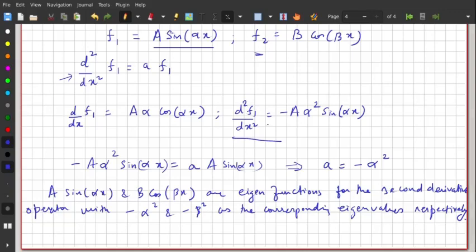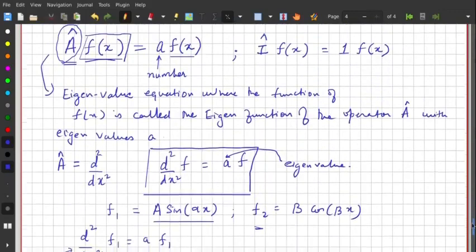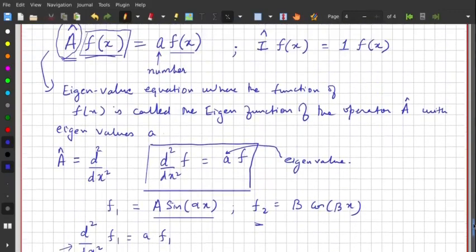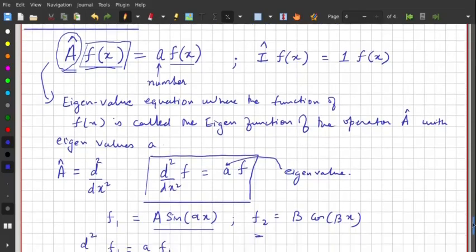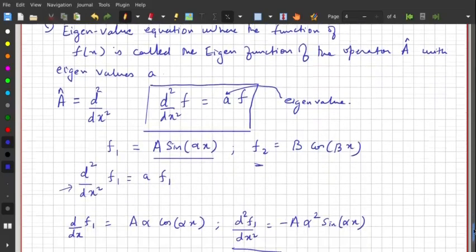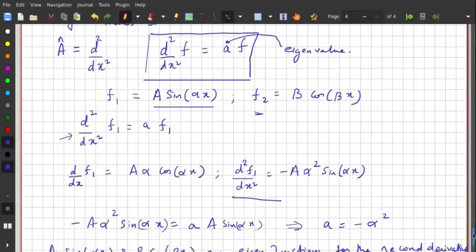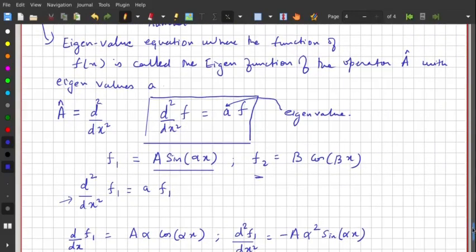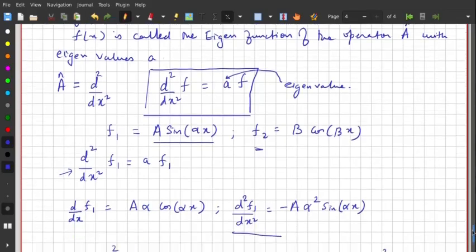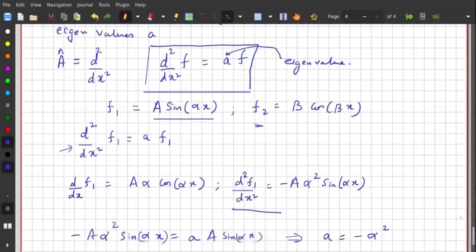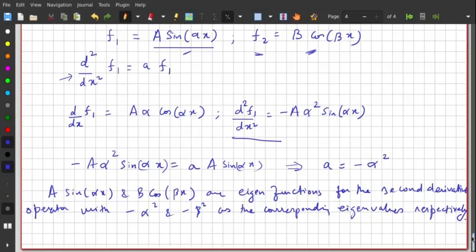In the last session we were discussing the basic idea of the eigenvalue problem. We established what we mean by an eigenvalue, and we discussed eigenvalues and eigenfunctions of our operator. We showed an example of the second derivative operator, and how the trigonometric functions, for example sine alpha x and cos x, were the eigenfunctions for the second derivative operator.